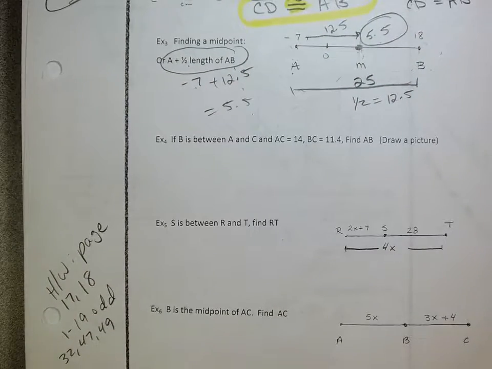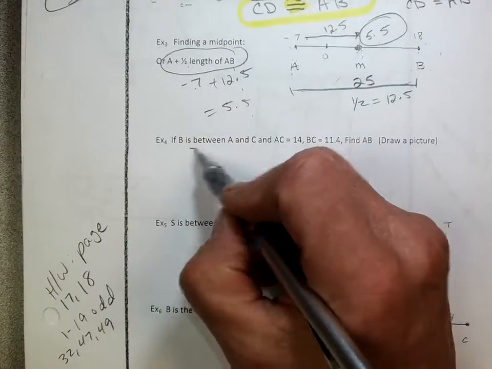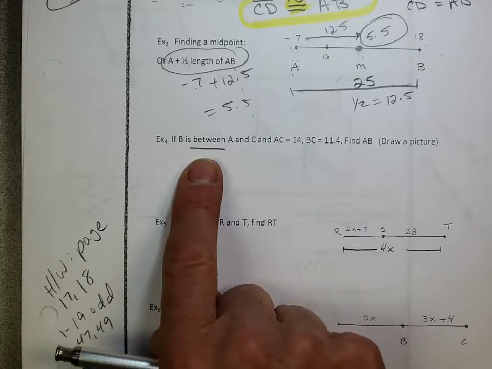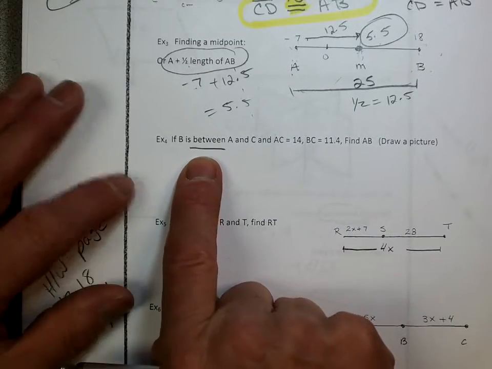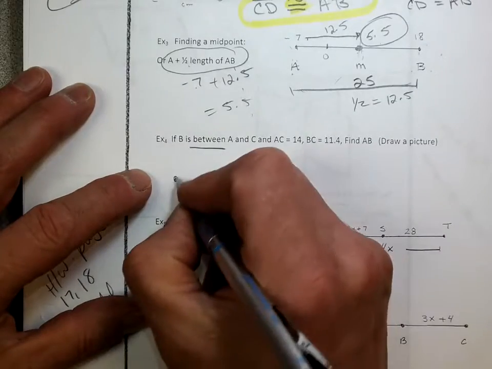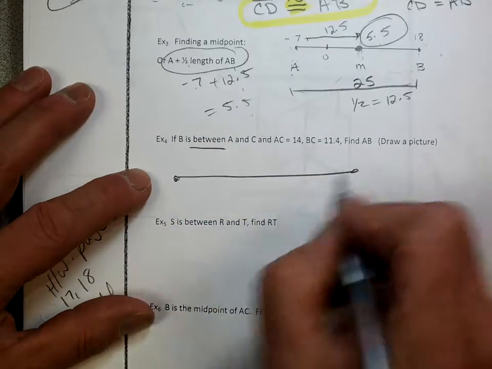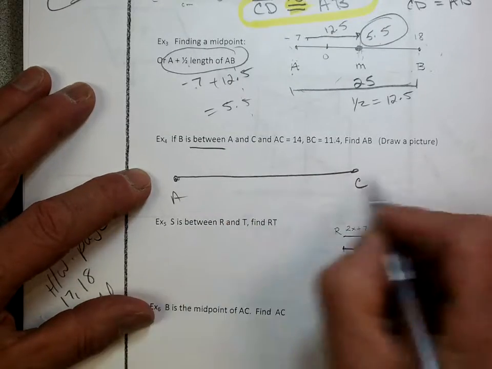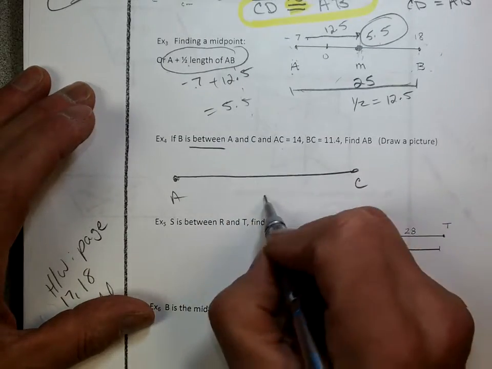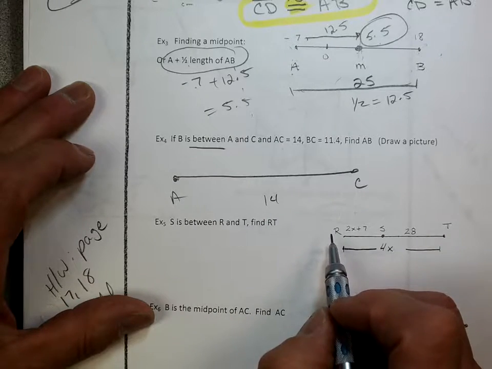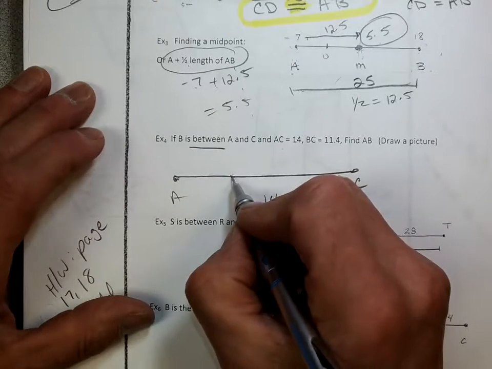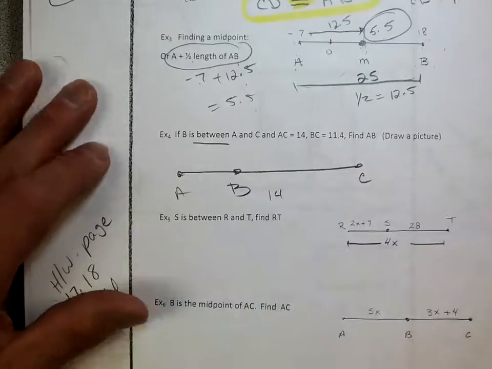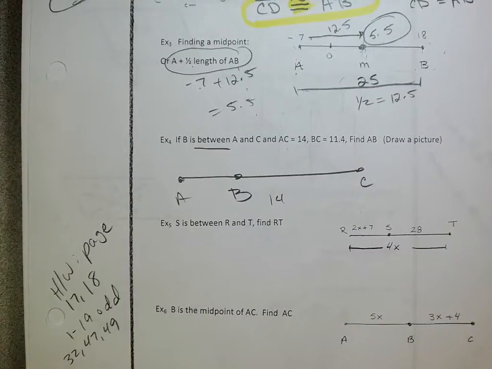Example 4. If B is between A and C, is B in the middle? No. It might be, but I don't know. It's just between. So let me draw a picture. Always draw a picture, okay? There's A, and there's C and B. I'm going to put B somewhere in here. AC is 14, so the whole thing's 14. BC is 11.4, so I'm going to put B right about here. Okay, there's B. All right, how am I doing? Mr. Daly, how are you? Well, yourself? I'm good.